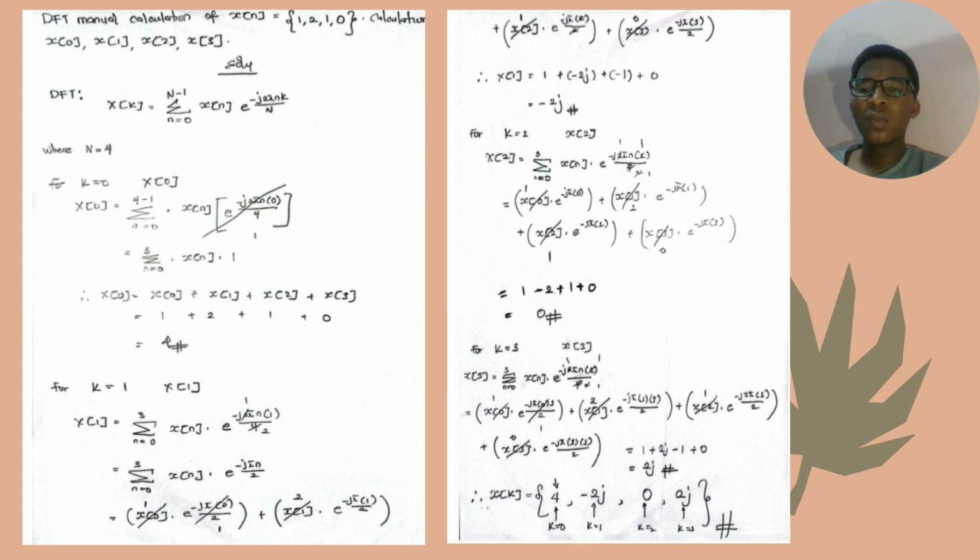And for the last one, it's k equals to 3. When you substitute the k value and the x0, x1, x2, and x3, finally we'll get 1 plus 2j minus 1 plus 0, which gives 2j. So overall, Xk will be equal to 4, minus 2j, 0, and 2j, where 4 is k equals to 0. Thank you. I'll pass to the next presenter.